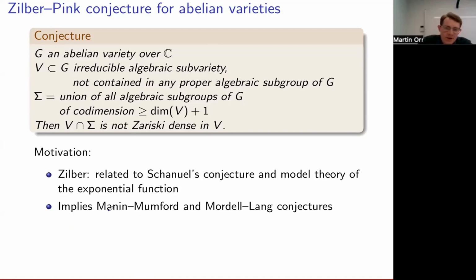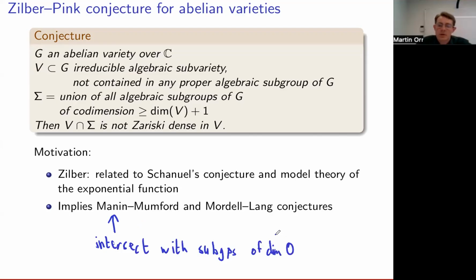So the Manin-Mumford conjecture is the version of this conjecture where you intersect with subgroups of dimension 0. So that's just torsion points. The fact that it implies the Mordell-Lang conjecture is slightly less obvious, but is true, and is, I guess, an important reason for being interested in this conjecture.